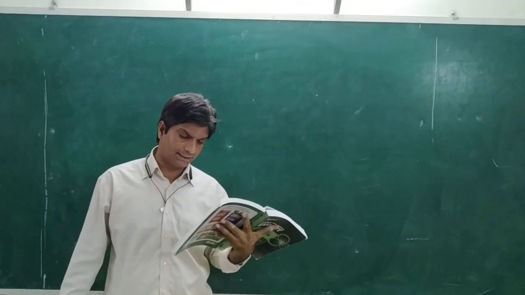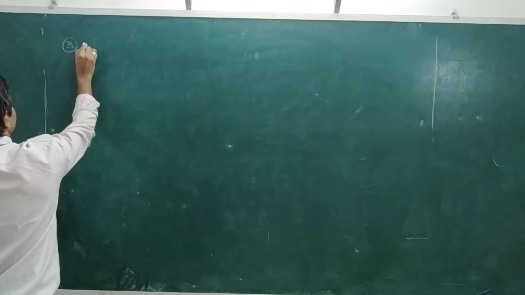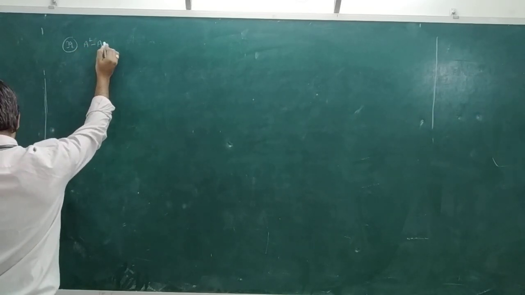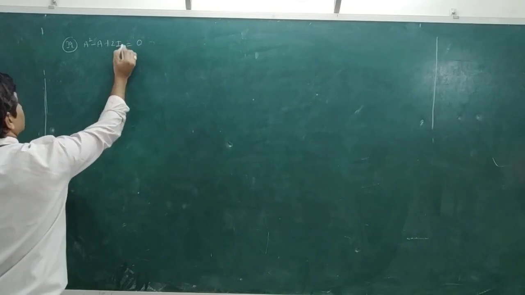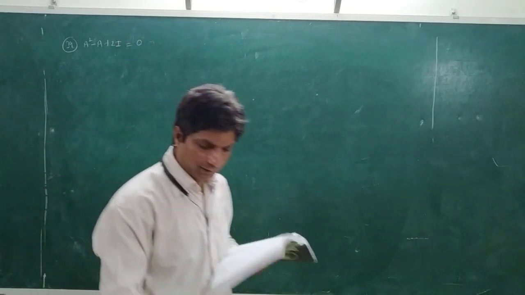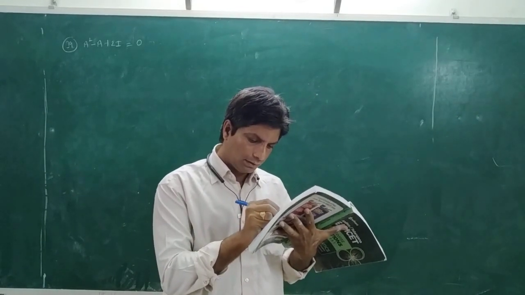Next, 36, 37, 38, also we can do 39. Problem 39 is given: A square minus A plus 2I equal to 0. The mistake is that it is given as plus 0, but that is not plus 0. Correct that: A square minus A plus 2I equal to 0.